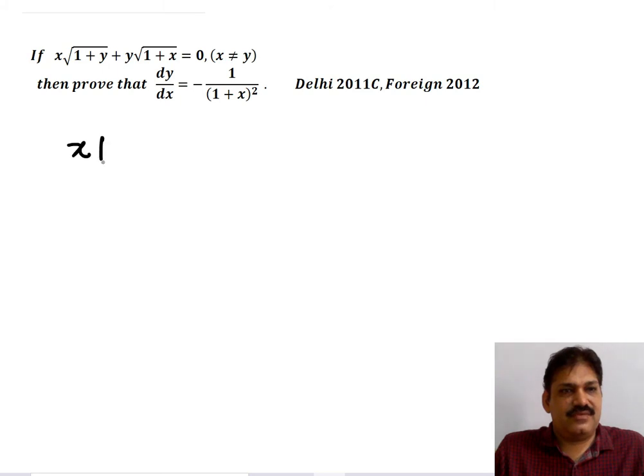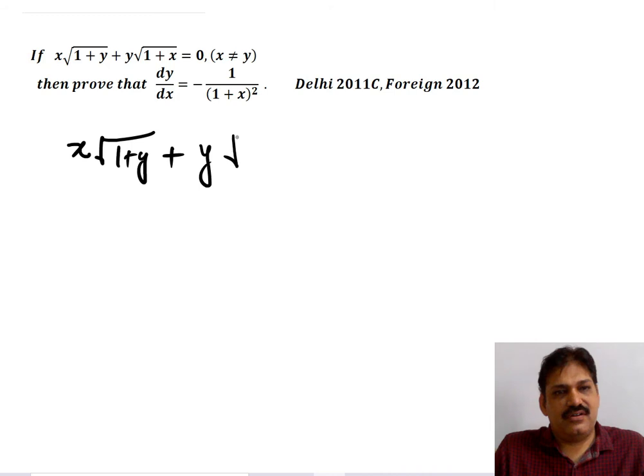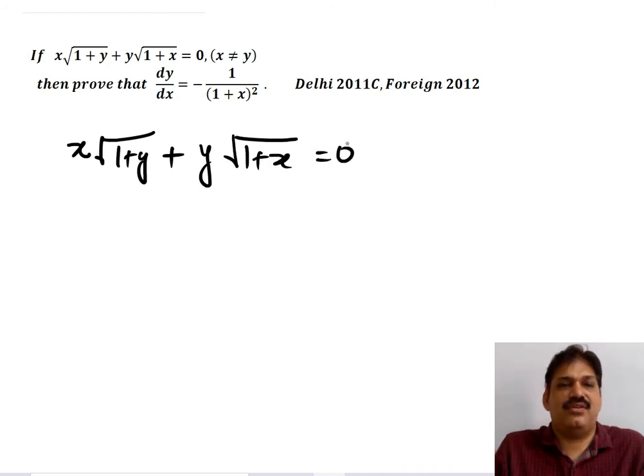If x times under root 1 plus y, plus y times under root 1 plus x is equal to 0, where x is not equal to y, then prove that derivative of y with respect to x is equal to minus 1 upon 1 plus x squared. Here, it can be seen that the answer is in terms of x only. Let's try to simplify the given expression.